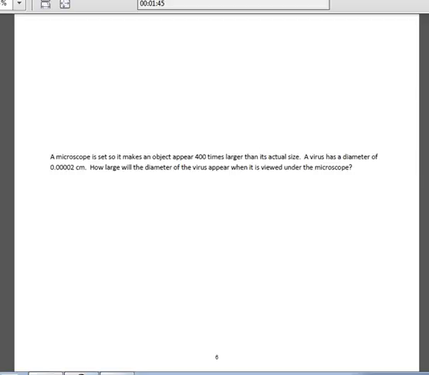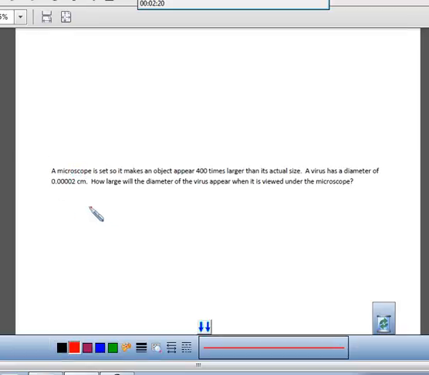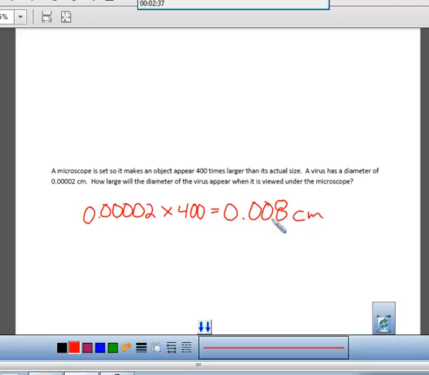Now, this is actually not a difficult problem to do. We would just simply multiply this number by 400, and we would get 0.008 centimeters, or 8,000ths of a centimeter, which is a very small number. Again, not very practical and easy to work with. So that's why we have scientific notation for super small or really, really big numbers. This lesson is all about dealing with those really small ones.